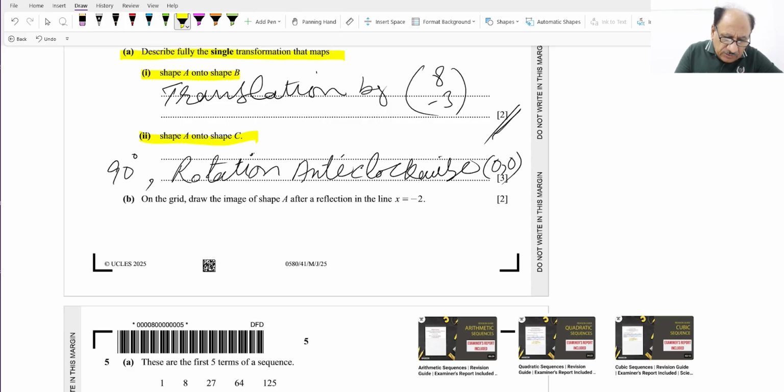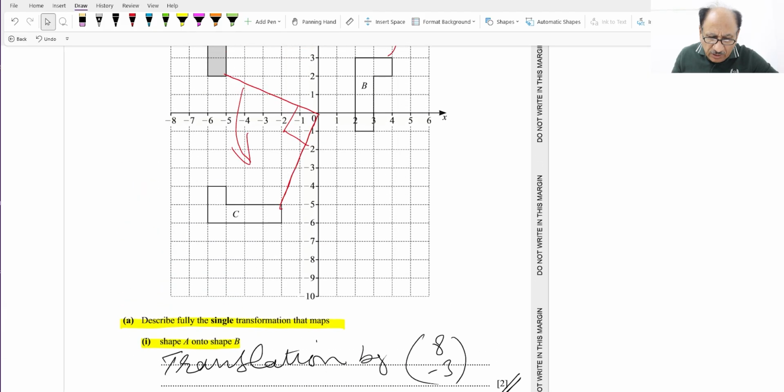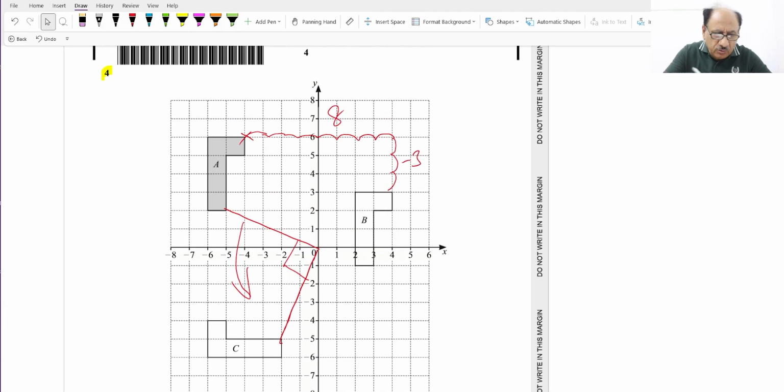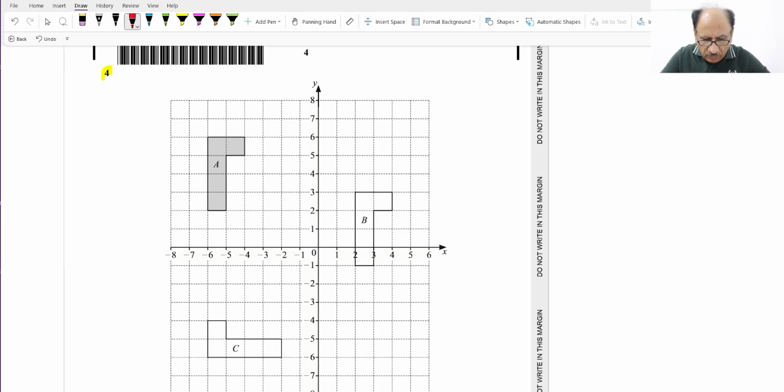Next thing they are asking is on the grid, draw the image of shape A after a reflection in the line x is equal to -2. So x is equal to -2 line we need to draw. I will erase this earlier working, whatever we had done, and we can draw line of x is equal to -2. So x is equal to -2 is this line, and we need to reflect this.